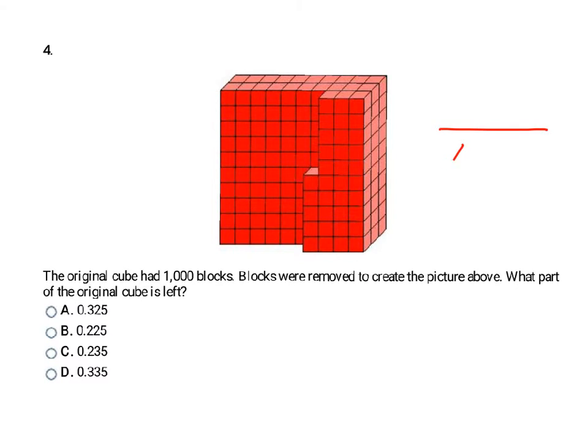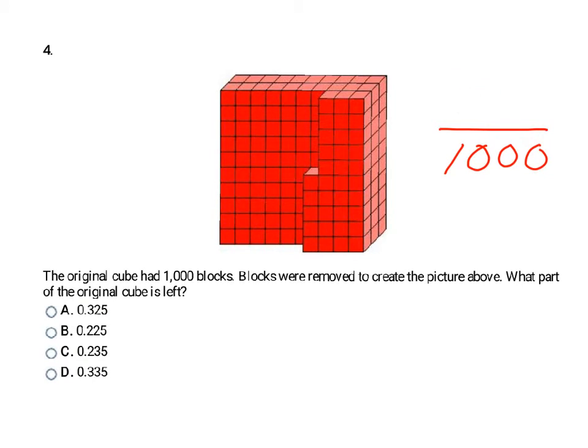So there's going to be a total of 1,000 possible cubes, and you want to count out how many you have of those total possible 1,000. So each 10 by 10 piece is going to be 100. So I have 100, 200, and then each of these columns is going to be 10. So 210, 220, 230, and then ones: 231, 232, 233, 234, and 235.